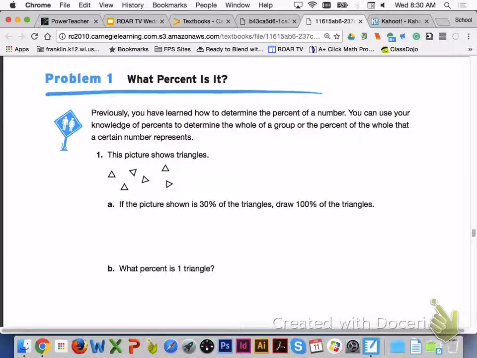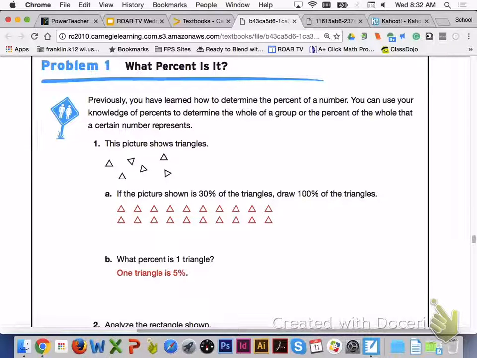Please turn to page 434, problem 1, what percent is it? Previously you have learned how to determine the percent of a number. You can use your knowledge of percents to determine the whole of a group or the percent of the whole that a certain number represents. Please answer number 1, letters A and B with your group members.